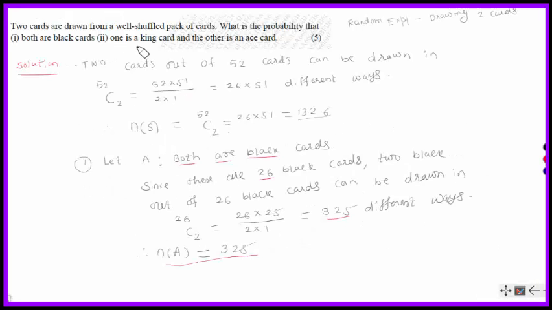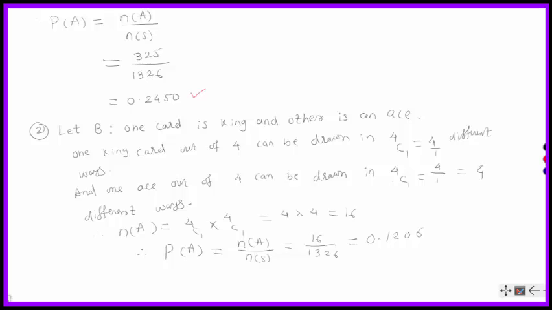That event is: one is a king card and the other is an ace card. There are 4 kings we know, and there are 4 ace cards. One king card out of 4 can be drawn in 4C1, that is 4 by 1, equal to 4 different ways. And one ace out of 4 can be drawn in 4C1 equal to 4 different ways. Therefore n(A) is equal to 4C1 into 4C1, equal to 4 into 4, which is 16 different ways.